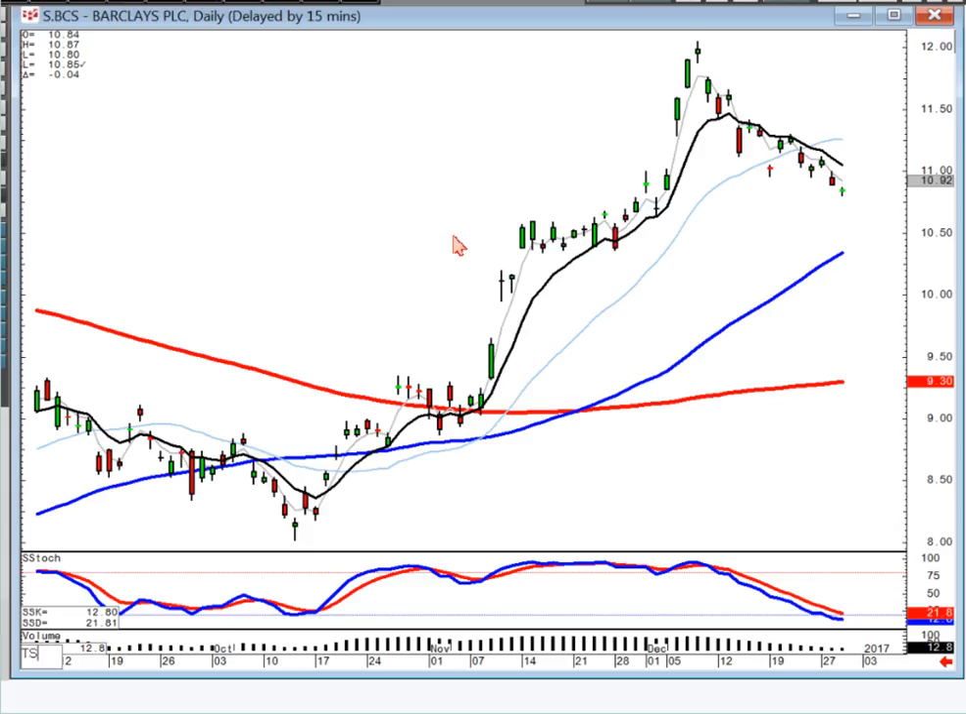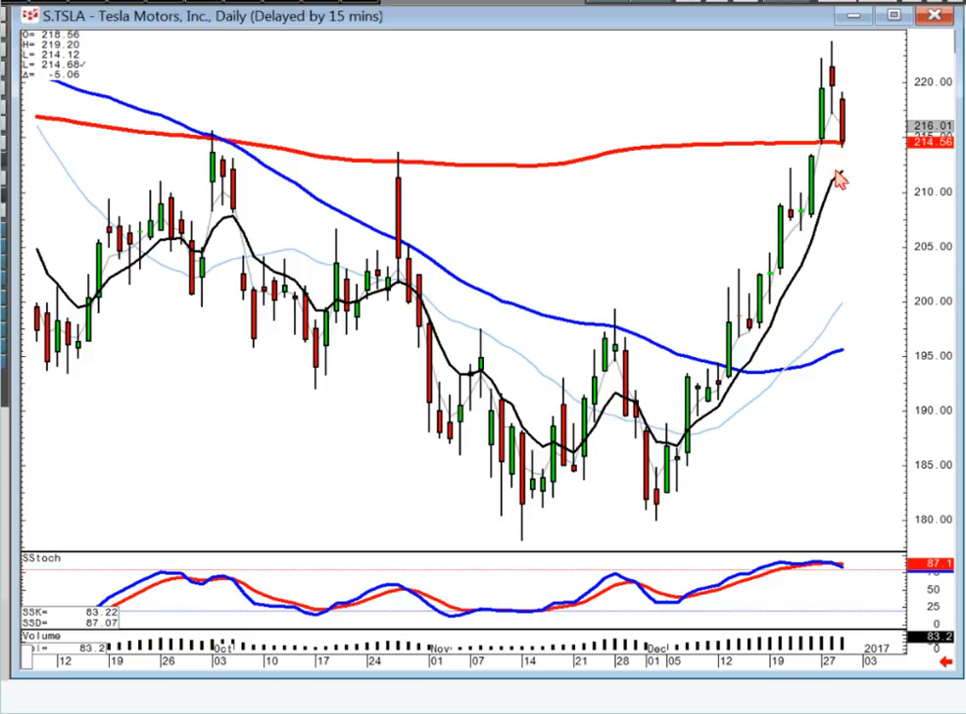Tesla, we did. It came back down to test the 200, which means it needs to open positive. If it opens lower, it's coming down to test the T line. You don't know whether it's going to come back up. So if it opened lower tomorrow and I was long, I'd close it out and wait for the next buy signal.